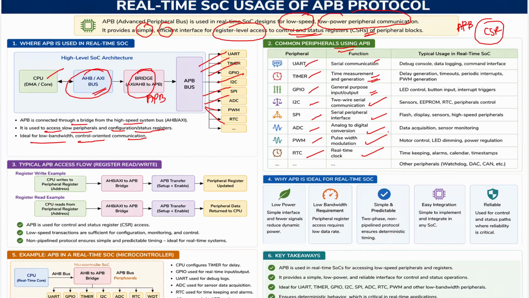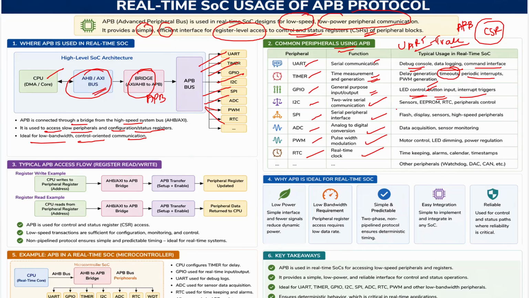Why do we go for UART? What is the typical usage in a real-time SoC? It is the debug console. Okay, UART will be the UART tracer, which traces the operation, and then data logging and command interface. For that purpose we use UART. And the timer is for delay generation, that means if there are any timeout issues or any periodic interrupts happening here, the timer measures that. And GPIO is for LED control, light emitting diode, and then button input and interrupt triggers are also connected.